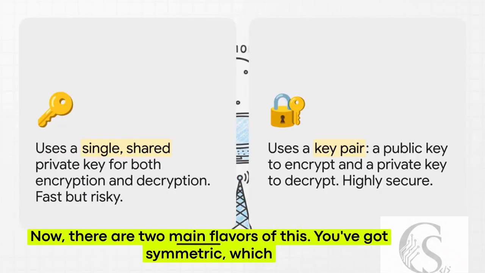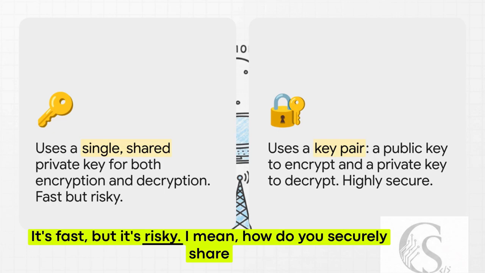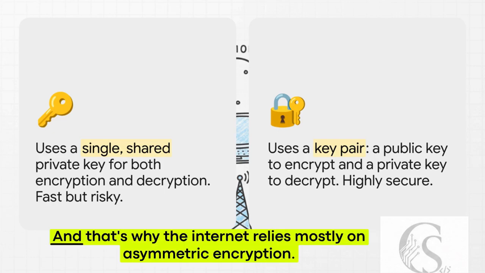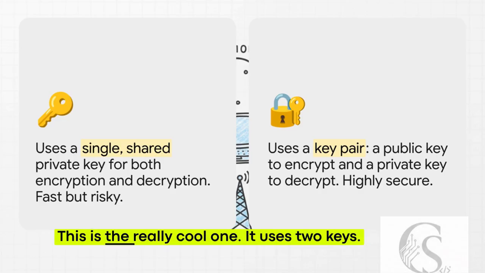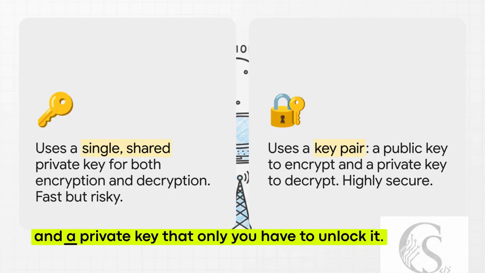Now, there are two main flavors of this. You've got Symmetric, which uses one single secret key to both lock and unlock the data. It's fast, but it's risky. I mean, how do you securely share that secret key in the first place? And that's why the internet relies mostly on asymmetric encryption. This is the really cool one. It uses two keys, a public key that you can give to anyone to lock data for you, and a private key that only you have to unlock it.